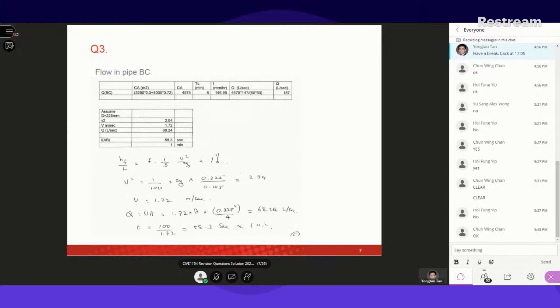For example, let me see, not 500. At a step of 75 millimeter means 300, 375, 450. Maybe we could try 450, or 525 millimeter. Okay. So this is the question 3. Any questions?